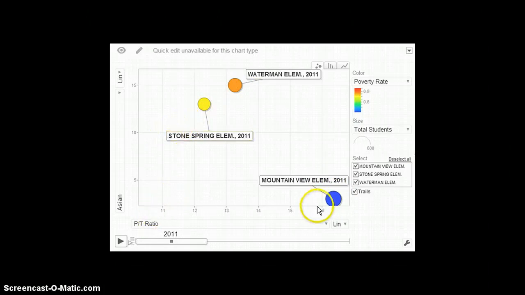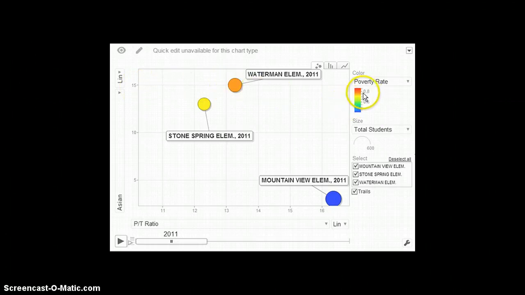On my x-axis, I have the pupil to teacher ratio. So you can see these numbers, maybe if you can't, 11 to 16. Mountain View is going to have the worst pupil to teacher ratio. Stone Springs is going to have the best at this point, and Waterman's closer to Stone Springs. And then we're looking at the number of Asians here on the y-axis. So you can see Waterman has the most Asians at 15 Asian students in the K4.